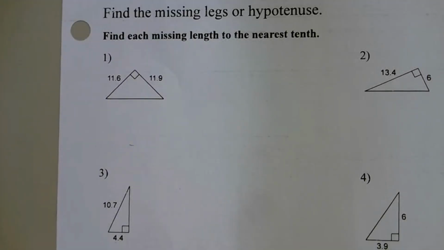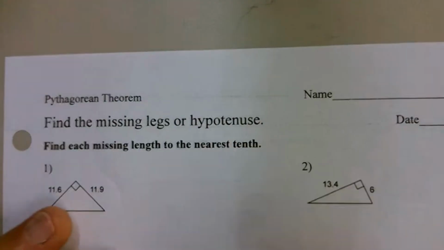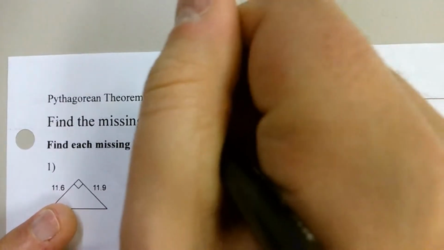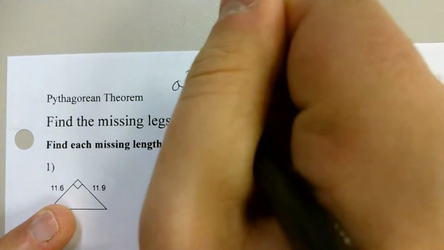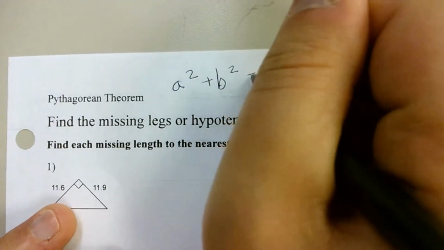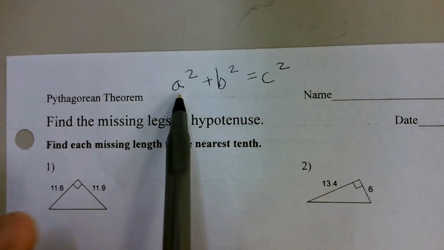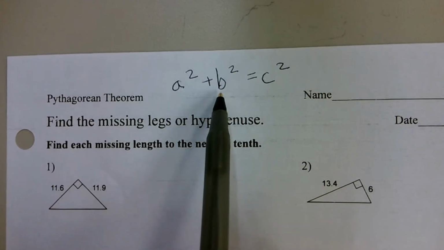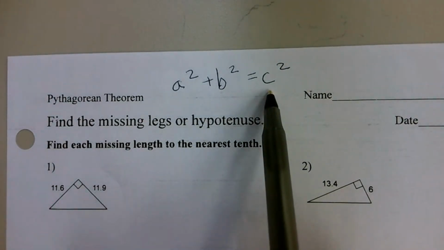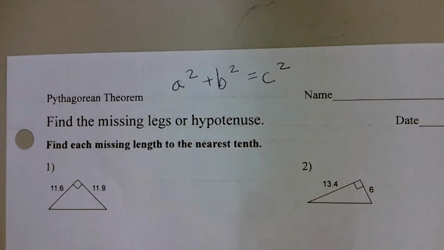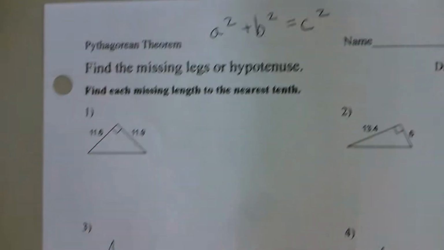Hey guys, today we're going to be using Pythagorean theorem to find the missing legs or the hypotenuse. So remember that Pythagorean theorem is a squared plus b squared equals c squared, where a is the smallest side, b is the medium side, and then c is the hypotenuse or the longest side. Okay? So we're going to look at number 1.